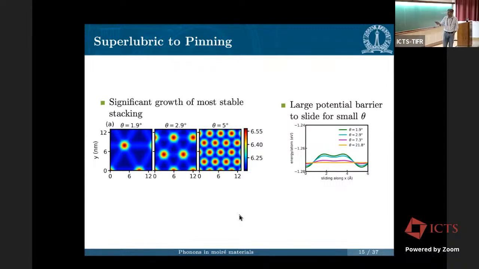You can also look at this in terms of a potential barrier. If you take such a system and you slide one layer with respect to the other, as the angle becomes smaller, the barrier to doing this becomes smaller, and you can also understand it in that way.